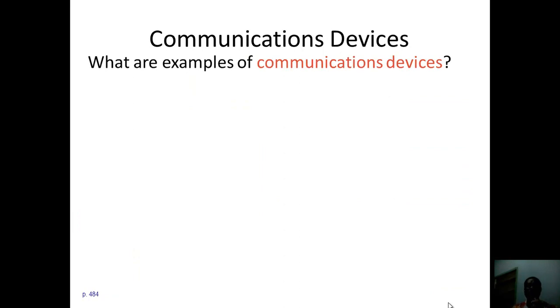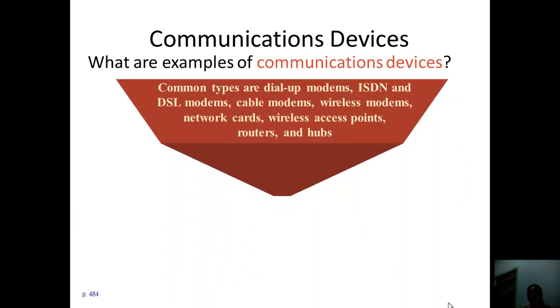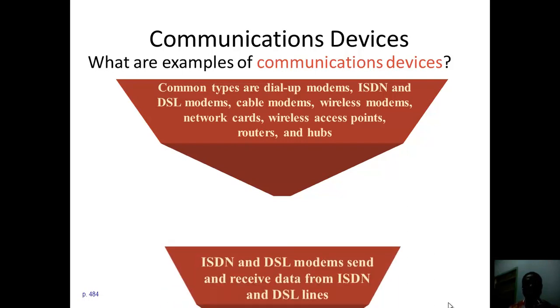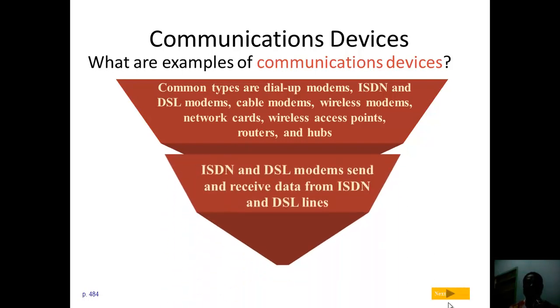All right, so examples of communication devices. Let's look at some of them. Common types are what I just mentioned. The dial-up modems, the ISDN, the DSL. ISDN means Integrated Services Digital Network. Digital subscriber lines, modems, cable modems, wireless modems, network cards. They are the small cards used in computers to access a network. Wireless access points, routers and hubs. All are communication devices used in offices. Please read in detail what all these devices are used for.